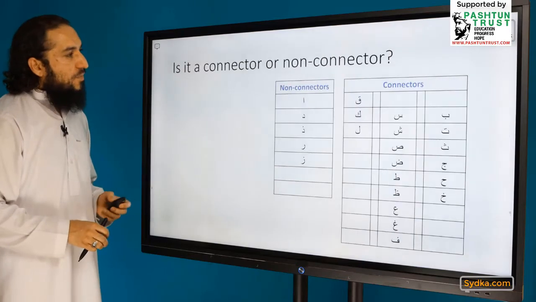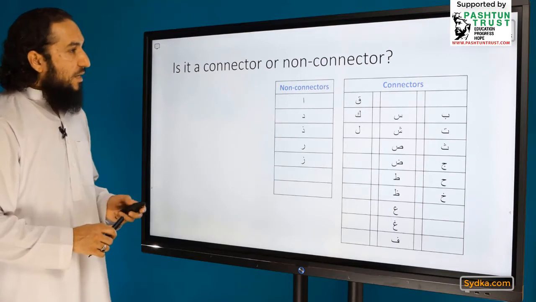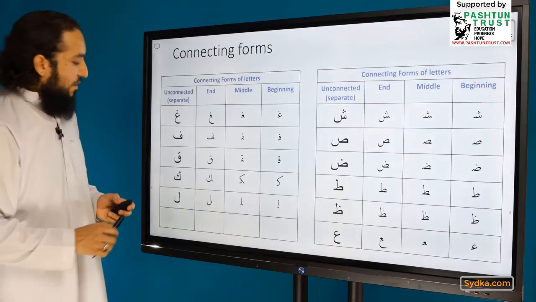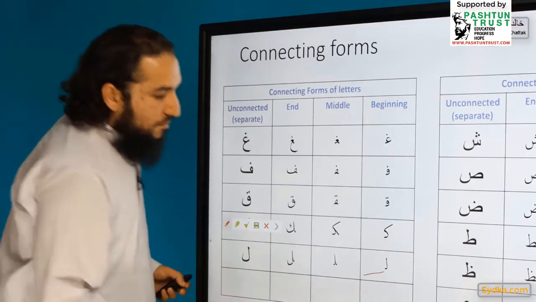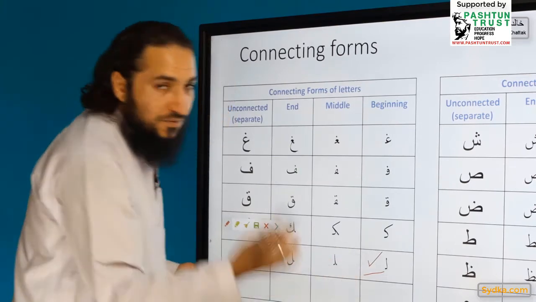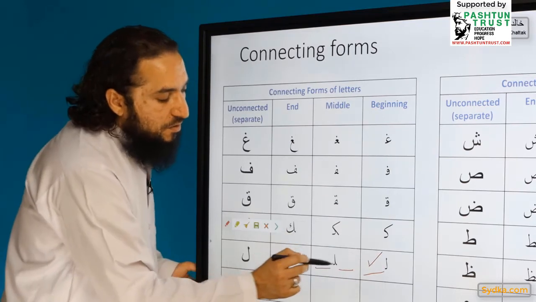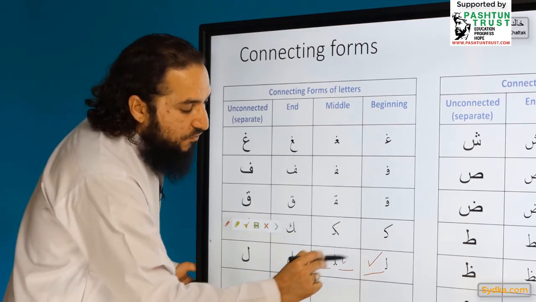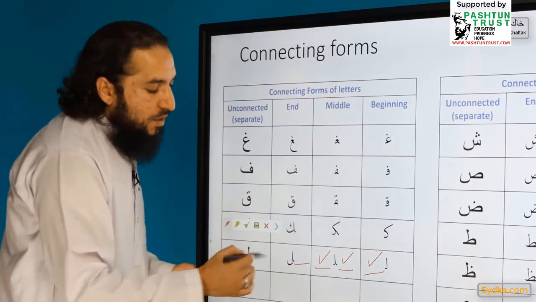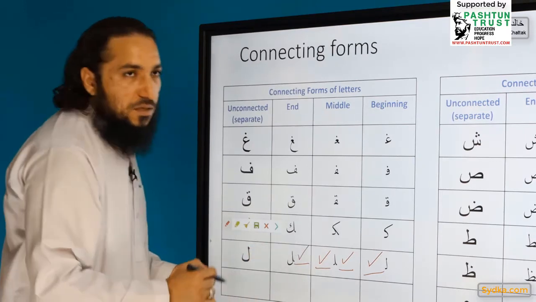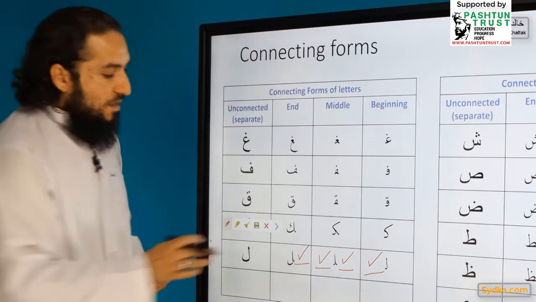Okay, is it a connector or non-connector? It is a connector, because if you see its connecting forms, you can connect other letters with it after it if it's in the beginning. If it's in the middle, you can connect other letters before it or after it. And if it is at the end of a word, then you can connect other letters before it. So it fulfills all the conditions of being a connector, hence it is a connector.